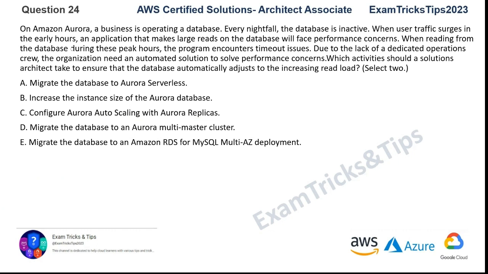Question number 24. This is a database question. On Amazon Aurora, a business is operating a database. Every night, the database is inactive, and then user traffic surges in the early hours. An application that makes large reads on the database will face performance concerns. When reading from the database during peak hours, the program encounters timeout issues. Due to the lack of a dedicated operations crew, the organization needs an automated solution to solve performance concerns. Which actions should a solutions architect take to ensure that the database automatically adjusts to the increasing read load? And you need to select two options.